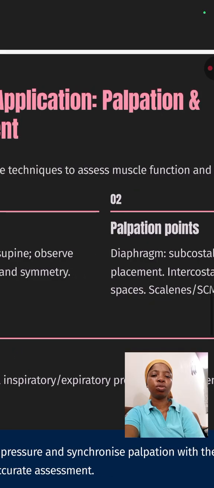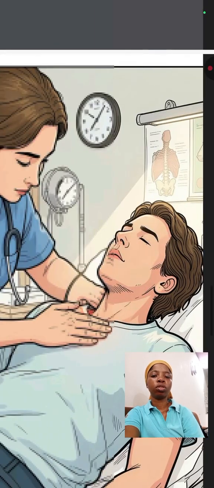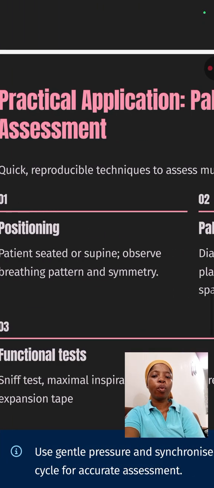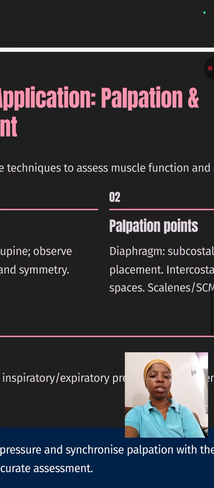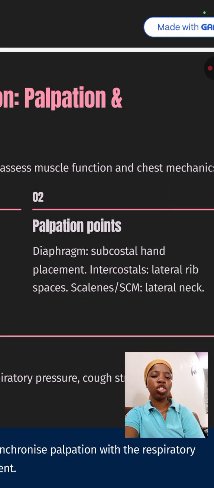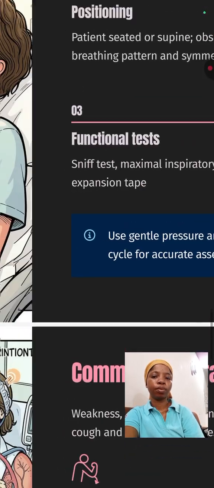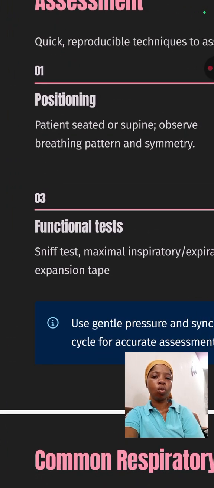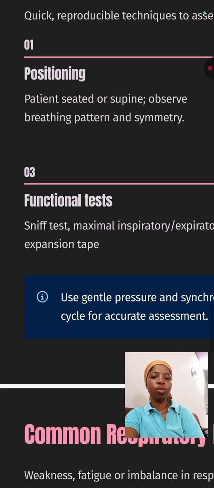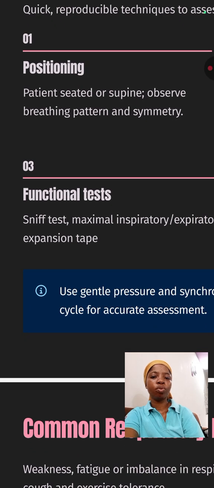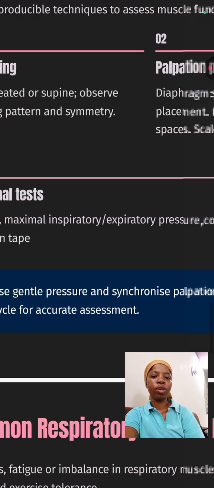Practical application: palpation and assessment. Quick, reproducible techniques to assess muscle function and chest mechanics. 1. Positioning. Patients sit or lie supine; observe breathing pattern and symmetry.